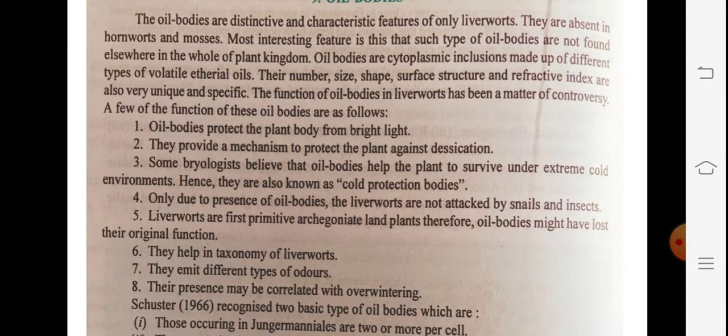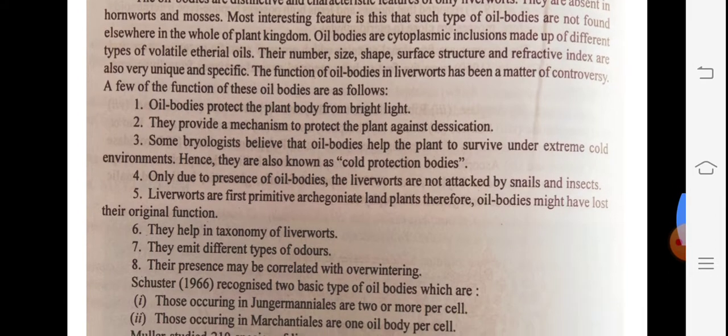Their number, size, shape, surface structure and refractive index are also very unique and specific. So it is possible to study these characters in each and every genus and species. The function of oil bodies in liverworts has been a matter of controversy. Nowadays, for molecular study, generally we first do DNA extraction, and later on it is also possible. Then oil bodies show the functions as follows.